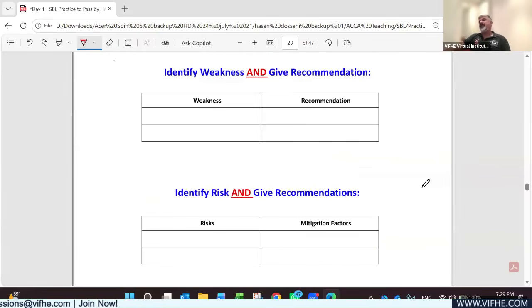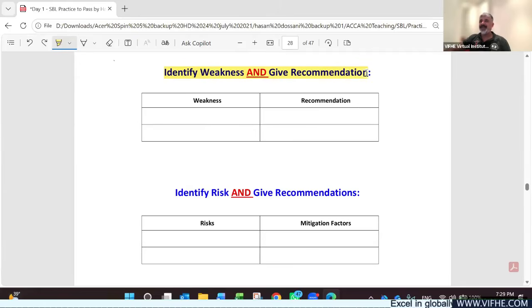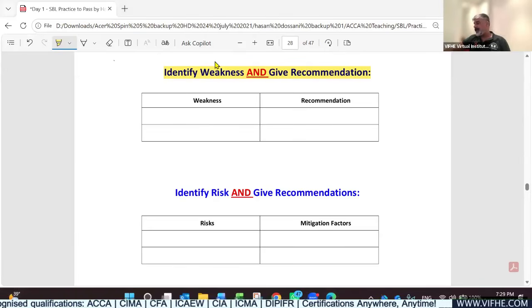The last thing I want to talk about is that many times the examiner asks you to identify weakness and give recommendation. This is a very commonly tested question in your paper that you're supposed to discuss the internal control weakness and give recommendation. I will give a break in 5 minutes.